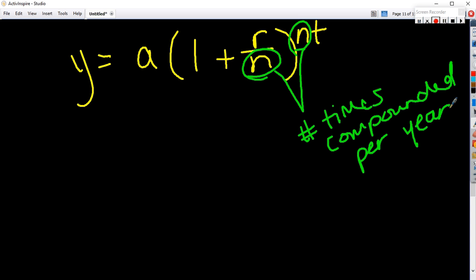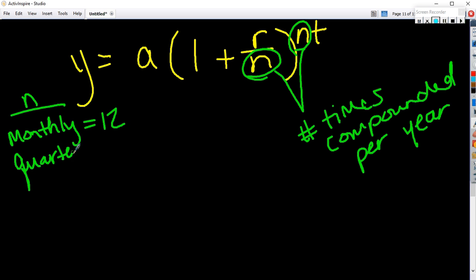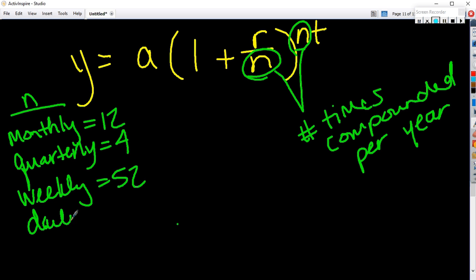So, if we said monthly, Matt said that is 12, and he's absolutely right. Okay? If we said that it was compounded quarterly, 4. Weekly, 52. Daily, 365.25. Okay, we're going with 365.